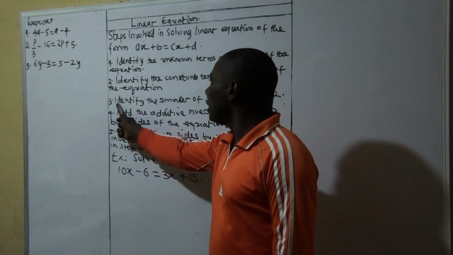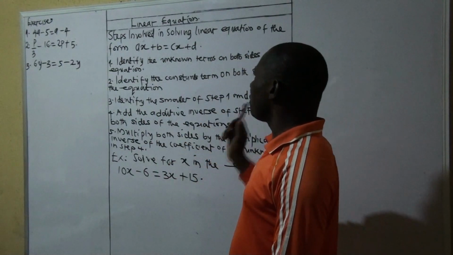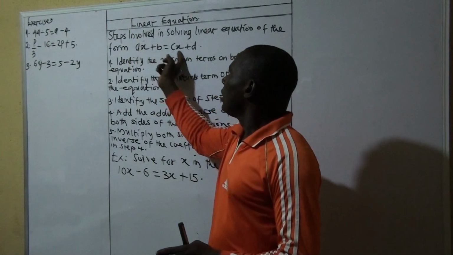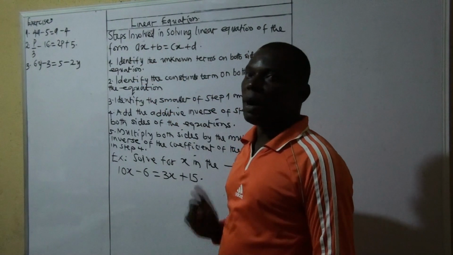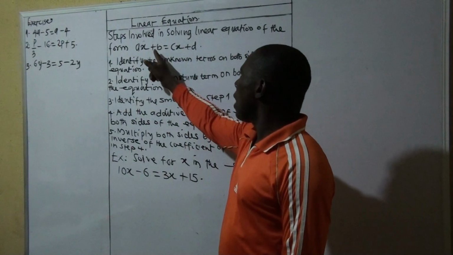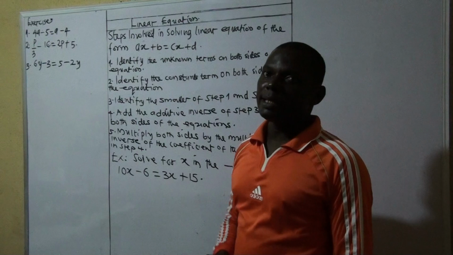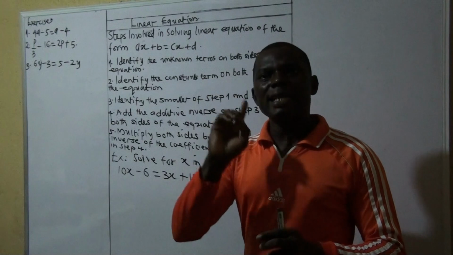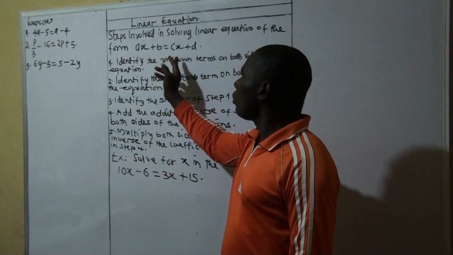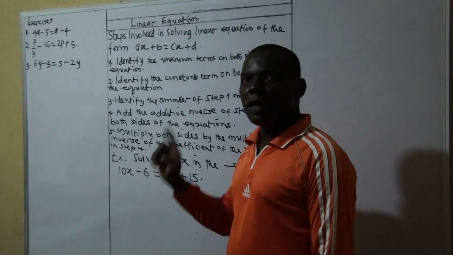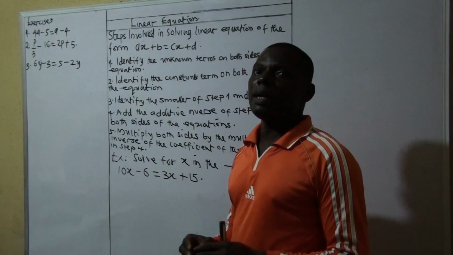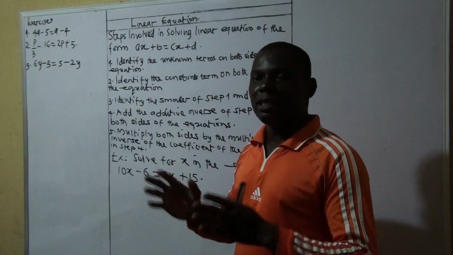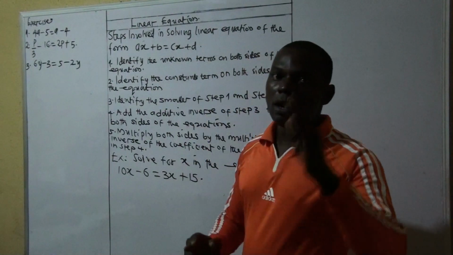Then the third thing is for you to identify the smaller of step 1 and step 2. What do we mean by that? Among the unknown terms, ax and cx, identify the smaller one, as well as the smaller one among the constant terms on both sides. Then you look for the additive inverse of the smaller of the unknown terms and the smaller of the constant terms that you identified in step 1 and step 2, and add it to both sides of the equation.